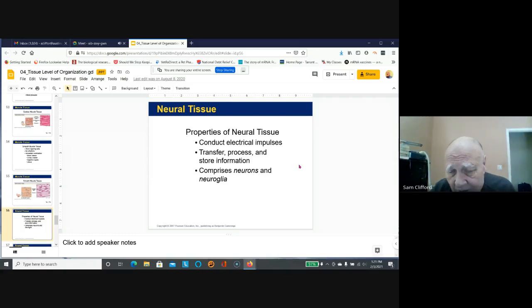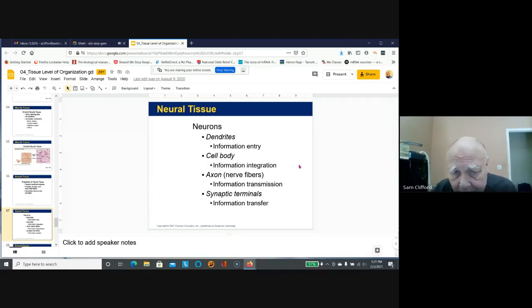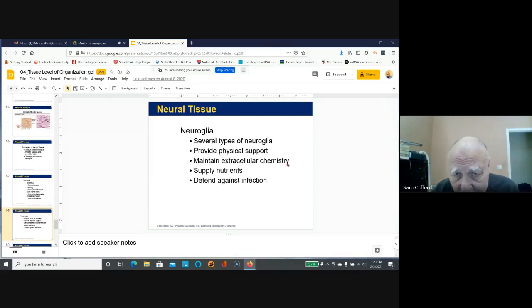information is carried from the external part of your skin to form sensations of heat, cold, pressure, pain, and so on. So we're going to talk about what these four structures are in nerves. Neuroglial cells are nerve glue. They support, help maintain the environment, supply nutrients, and defend against infection.